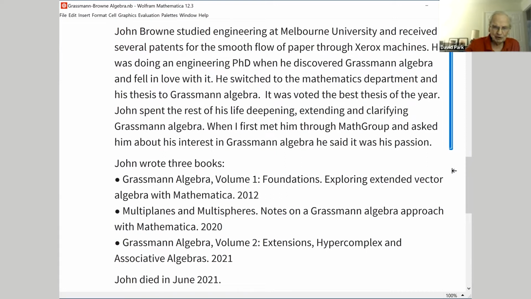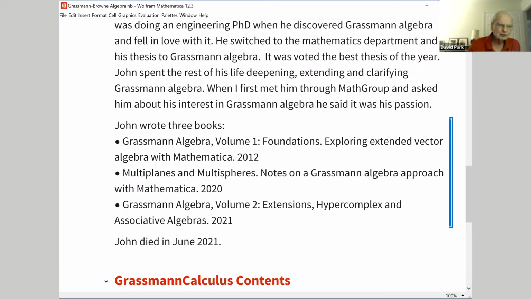John wrote 3 books. The first one is Grassmann Algebra, Volume 1, Foundations, Exploring Extended Vector Algebra with Mathematica. The second one was kind of an interlude and was titled Multiplanes and Multispheres, Notes on a Grassmann Algebra Approach with Mathematica. And the third one was Grassmann Algebra, Volume 2, Extensions, Hypercomplex and Associative Algebras. And I have to say that was a work of heroic endurance. John died in June 2021.